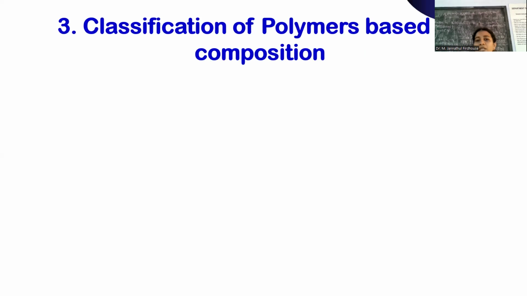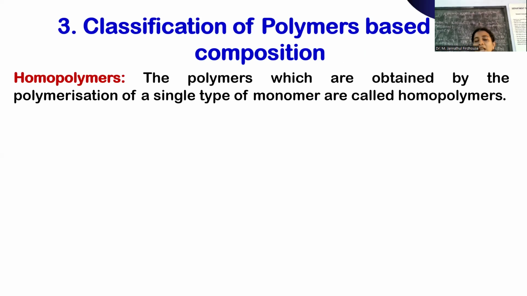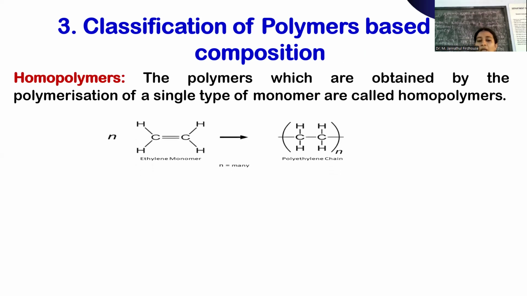The third classification is based on composition. Based on composition, polymers can be classified as homopolymers and copolymers. What do you mean by homopolymers? The polymers which are obtained by the polymerization of a single type of monomer are called homopolymers. Example, if you take ethylene monomer, when it undergoes polymerization, it will form polyethylene. Throughout the chain, the monomer unit will be the same. So this will be classified as homopolymers.